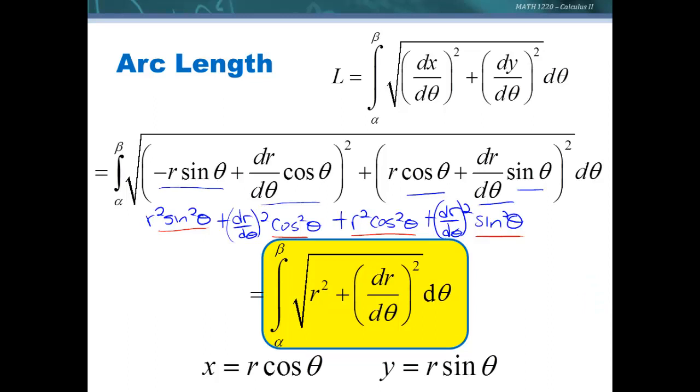So we now have formulas for finding the slope of a tangent to the curve, the area of a polar curve, and also the arc length of a polar curve, and examples will follow.